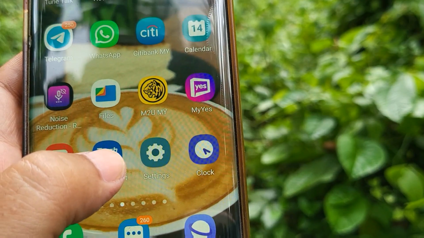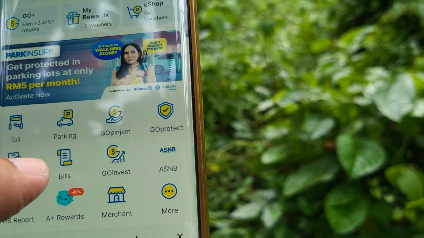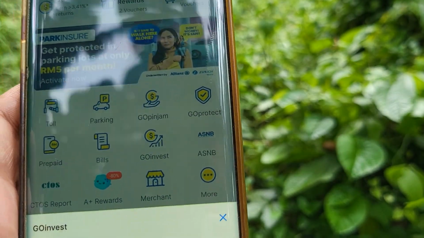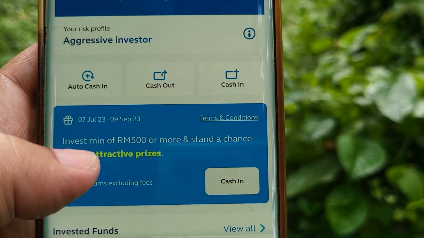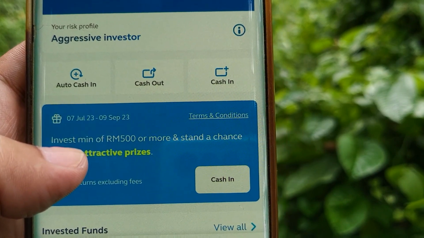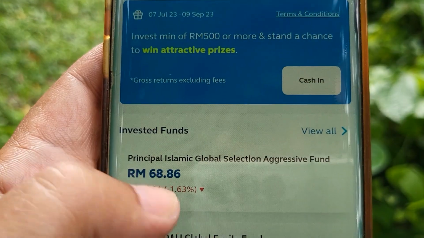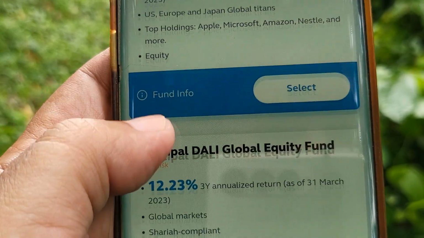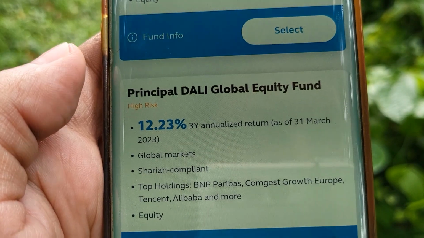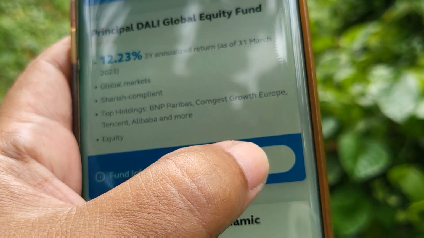So you can buy the Principal DALI Equity Fund using the Touch 'n Go e-wallet, and it's quite simple to do so. All you need to do is open your Touch 'n Go e-wallet, and then go to the Go Invest menu and go to Principal. You just need to answer a few questions if you are new to the app so that it can determine your investor profile. After that, you just need to choose the Invest New Fund to get to the Principal DALI Global Equity Fund. Then select the fund if you want to buy it.